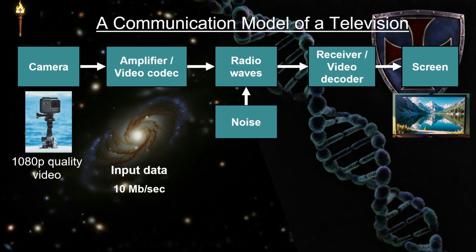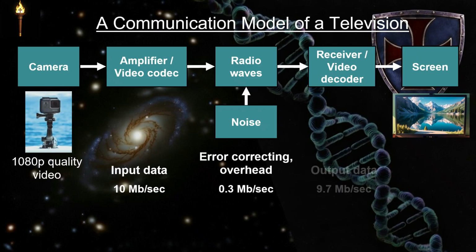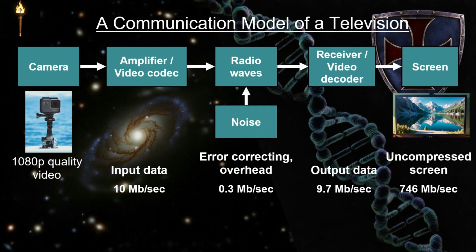In this case, the input data is 10 megabits per second. There's a little error correcting overhead or signaling overhead of 0.3 megabits per second. So the output data that's usable is 9.7 megabits per second. And the screen will actually have an uncompressed rate of 746 megabits per second. The reason it can have such a high rate is that it actually stores the data that's sent into it. And so what is sent in terms of the input data would be the changes that are made to the output screen.